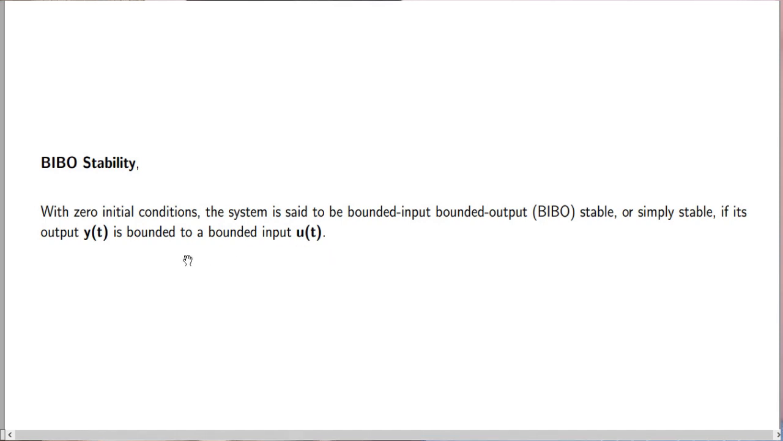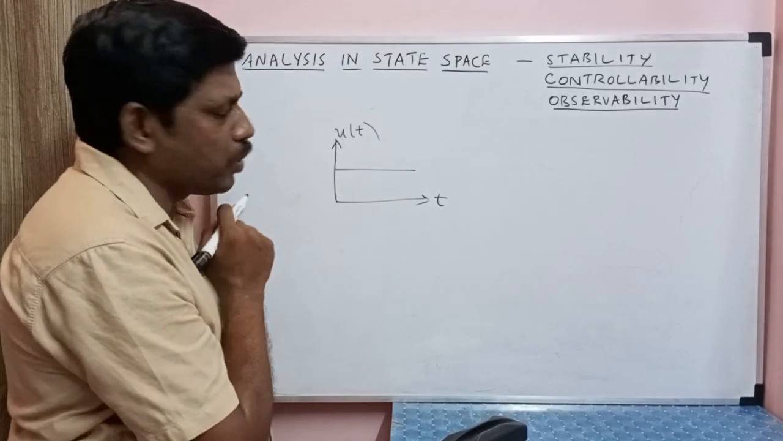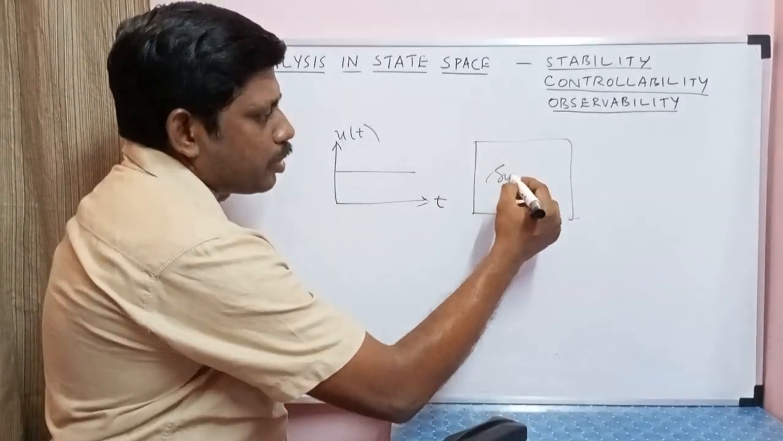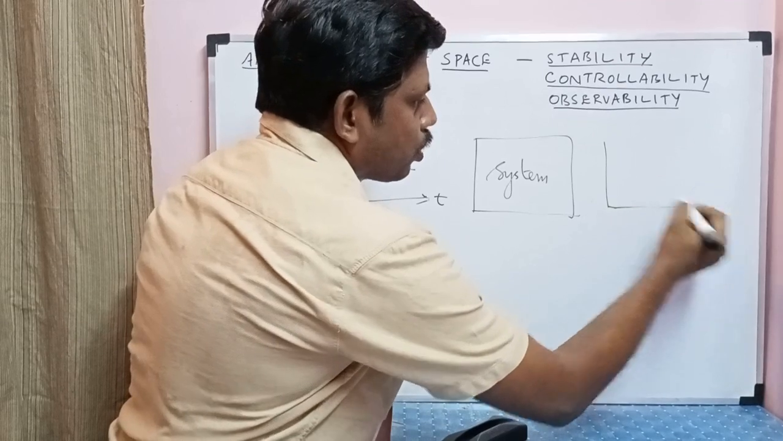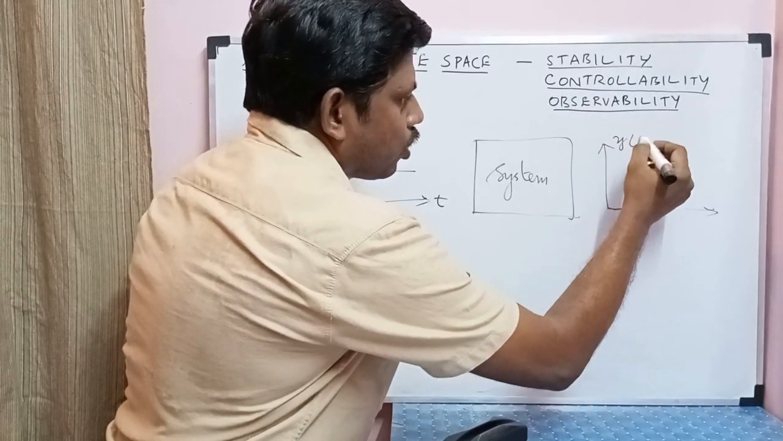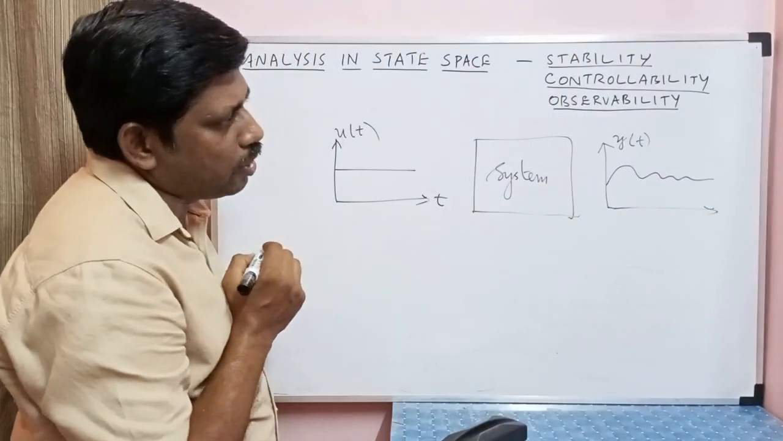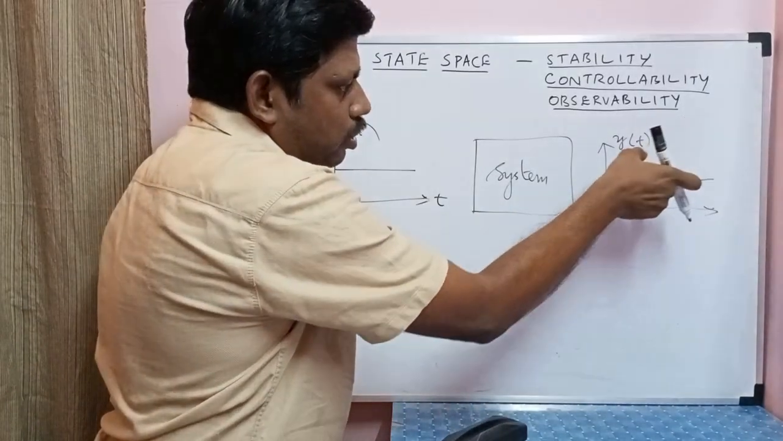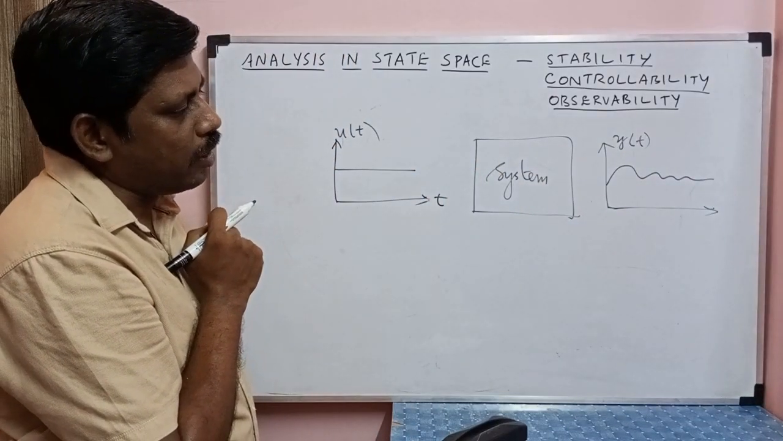For example, if I take a step input, this step input is a bounded input. If I give this step input to a system, and if I get a response y of t something like this, then I say the system is stable. For a bounded input, the output is bounded within some permissible limits, and therefore I call this a stable system.